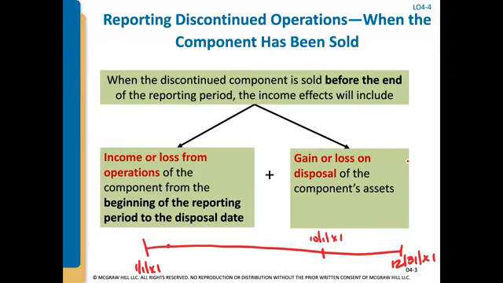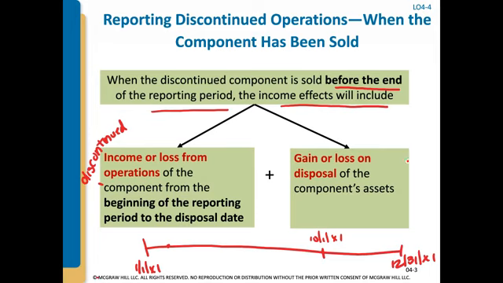So you can get rid of an operation, selling or disposing of it within the reporting period. And if that happens, when the discontinued component is sold before the end of the reporting period, here's how you report your income from the discontinued operation part. You take your income or loss from operations of the component, I'm going to call it the discontinued component, from the beginning of the report period to the disposal date.